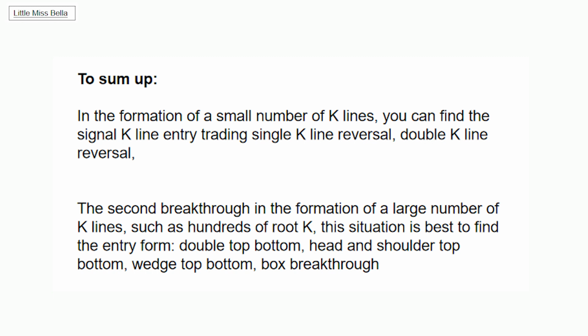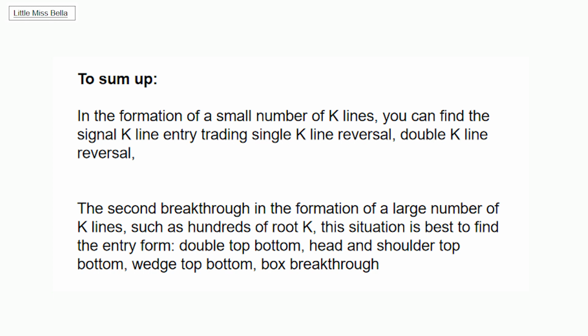In a structure composed of a small number of K lines, you can find signal K line entries, such as looking for a single K line reversal, a double K line reversal, or a second breakout. But if you have a large number of K lines in a structure, like a formation or a section or a bull flag made up of hundreds of K lines, it's best to trade with a pattern entry like a double top or bottom, head and shoulders top or bottom, or wedge top or bottom breakout.